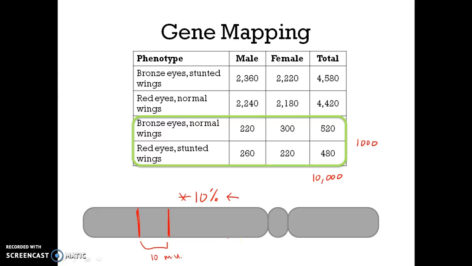So I hope this helped you to understand how we can use our knowledge of inheritance patterns, linked genes, and chi-square to form conclusions based upon experimental data from actual genetic crosses.